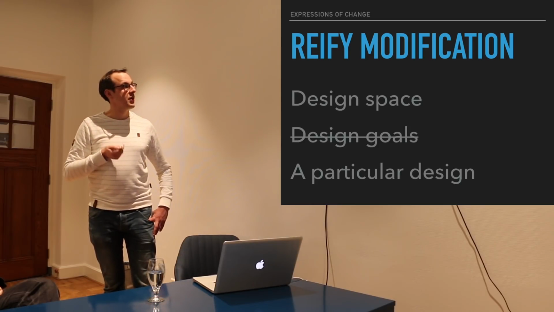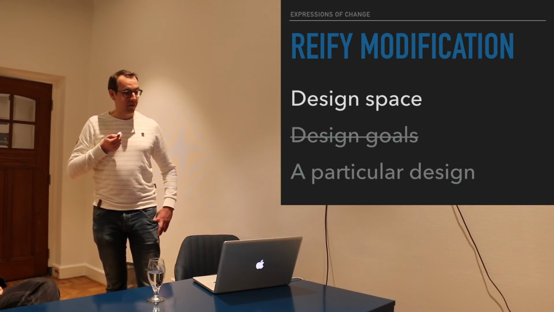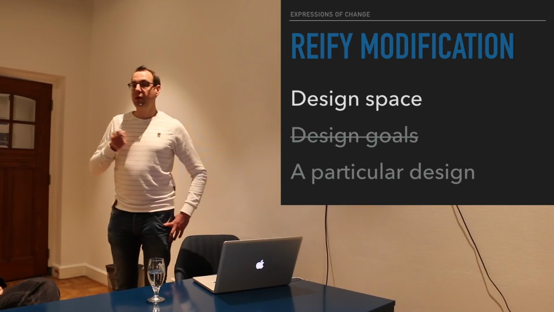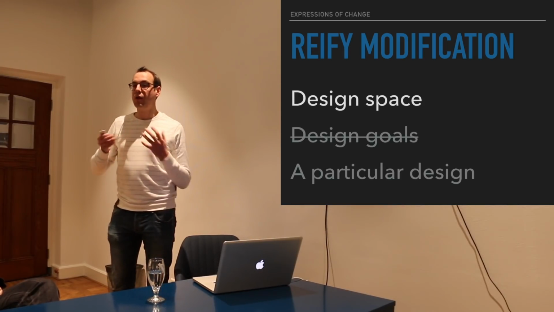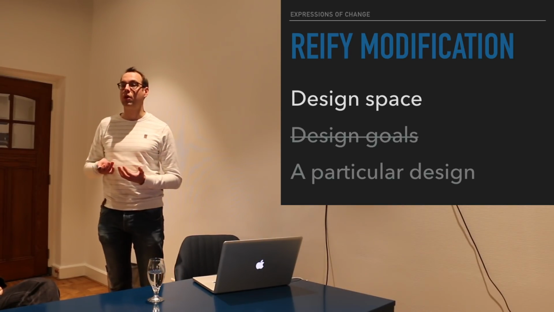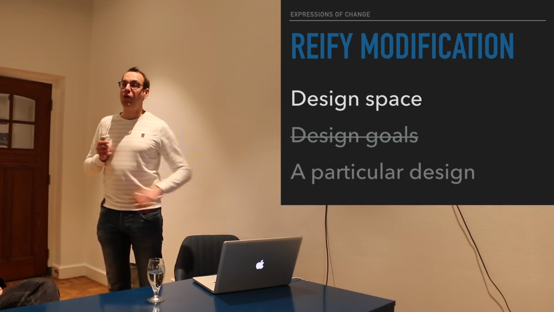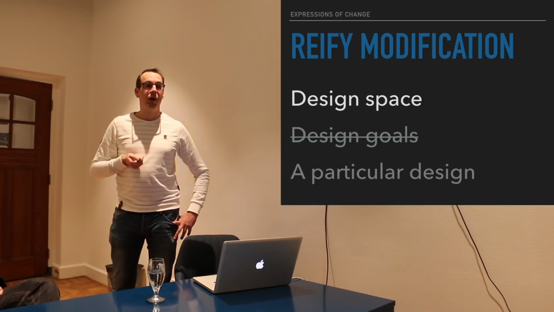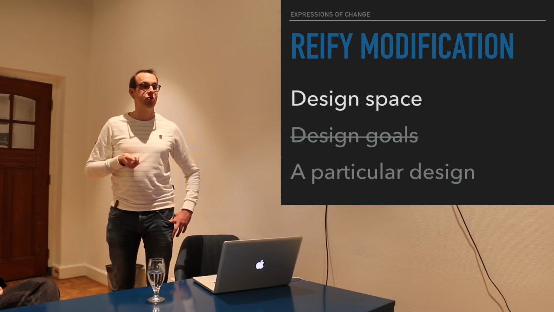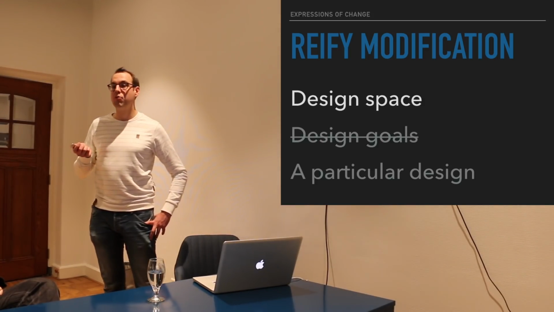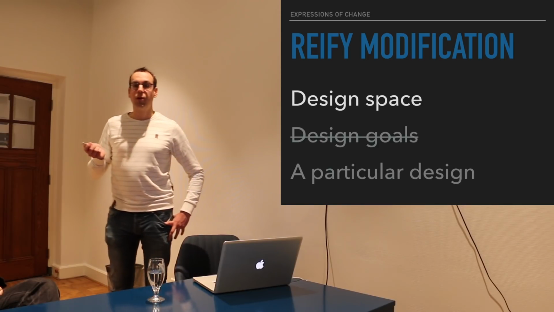So we actually need to reify modification, and to do that we need to figure out what modification to what are we talking about, right? We're going to try to come up with some formalism of construction, but construction of what kind of structures? Are we talking about Haskell programs? Are we talking about Java programs?